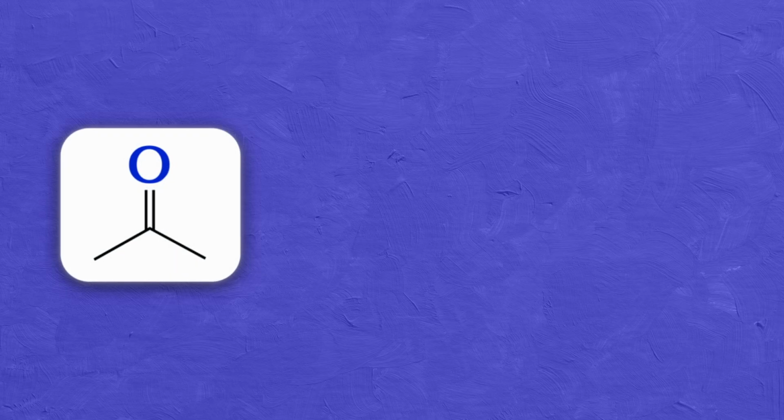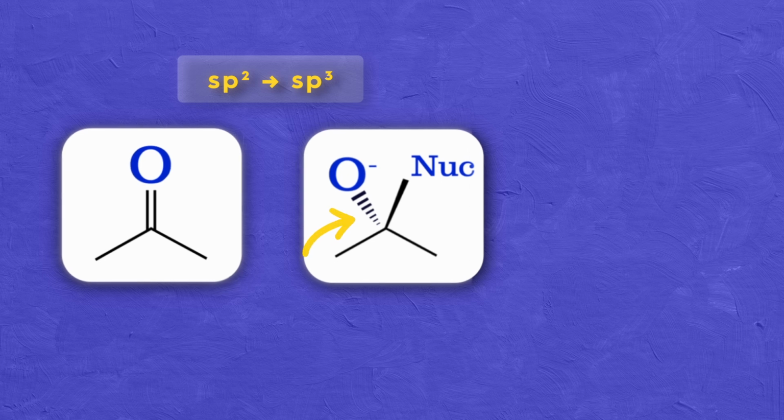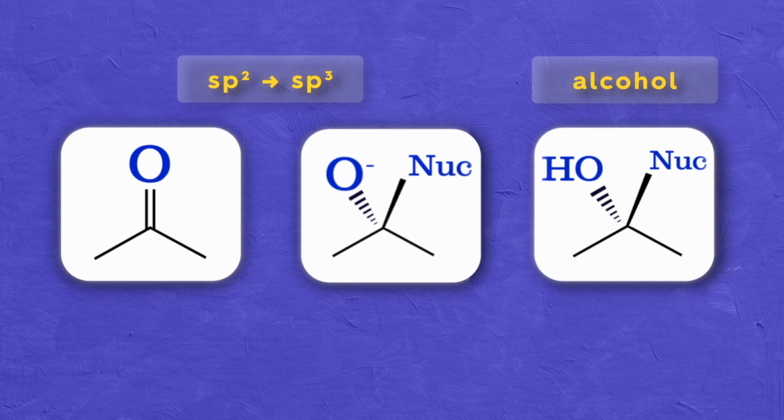Here's the core move. A nucleophile attacks the carbonyl carbon along that Bürgi-Dunitz path. Carbon goes sp2 to sp3. The pi bond shifts to oxygen to give an alkoxide, an anion, which is then protonated to an alcohol.